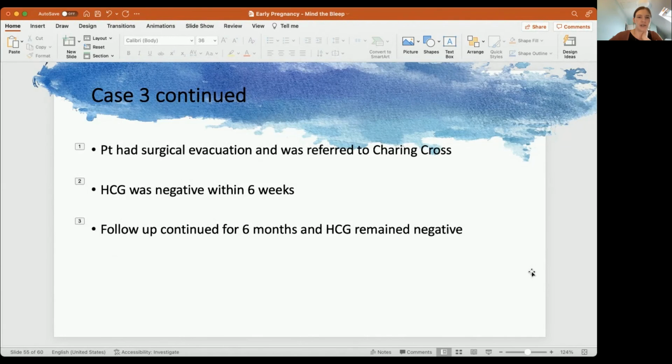So this particular patient of mine, she had a surgical evac and she was referred to Charing Cross. Her HCG was negative within 6 weeks. She had her follow-up, it stayed negative, so it was all a good ending in the end. I don't know what happened to her after that because I left the hospital, so I'm not sure if she's had a baby since then, but probably.